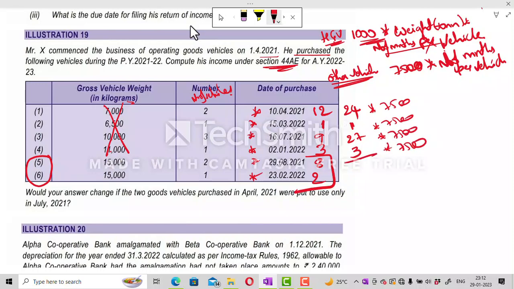Simply add that and multiply with 7,500, instead of doing it for every vehicle. 24 plus 1 plus 27 plus 3, 55 into 7,500, 4,12,500.